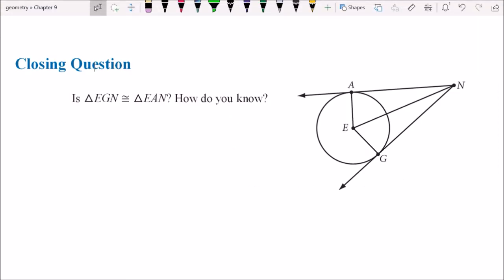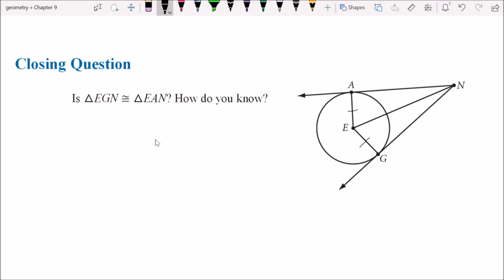All right, now time for our final question of the day. It combines things that are review with things that are new. They ask us, is triangle EGN, that's the bottom one, congruent to triangle EAN, that's the top one, and how do we know? Okay, they're actually asking us to write a proof here. So we kind of already talked about how you'd write a proof for this. I'm going to write out the full proof right now. Okay, and that's going to go like this.